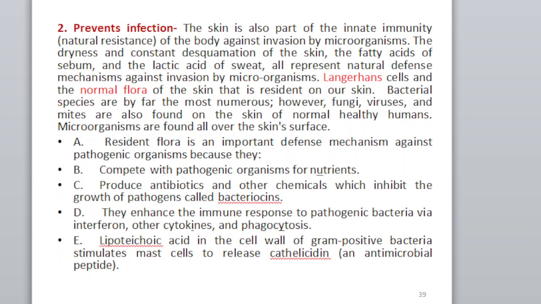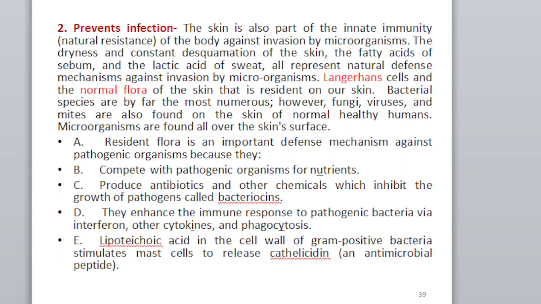Microorganisms are found all over the skin surface. A resident flora is an important defense mechanism against pathogenic organisms because they compete with pathogenic organisms for nutrients. C. They produce antibiotics and other chemicals which inhibit the growth of pathogens, called bacteriocins.